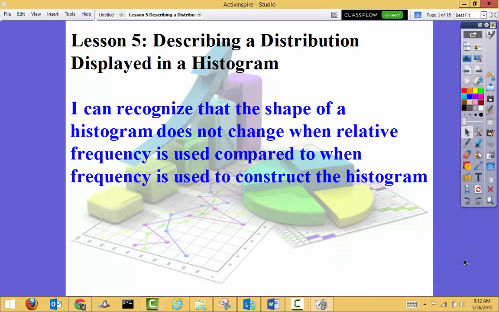Alright, we're on lesson 5, our statistics unit, called describing a distribution displayed in a histogram. Our I Can statement is, I can recognize that the shape of a histogram does not change when relative frequency is used to compare frequency within those histograms. So today we're going to learn what relative frequency is compared to frequency, and we'll notice that the shape remains the same even when we use these two different types. And remember, our shapes are left skewed, right skewed, and symmetric.